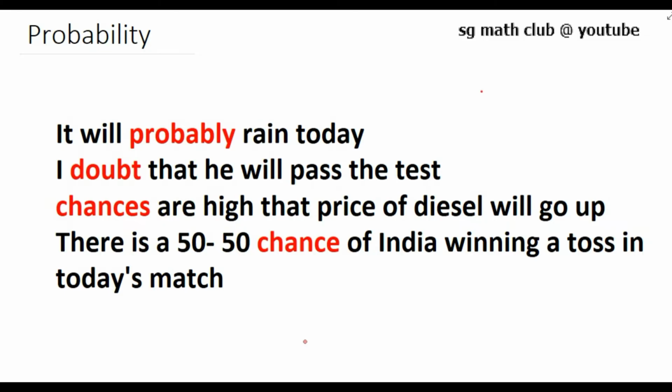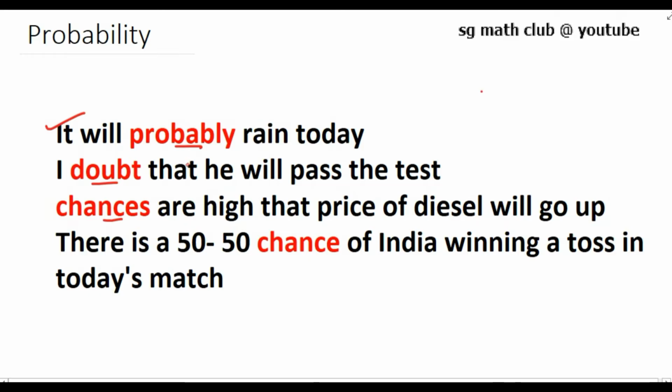So in everyday life we come across these statements. The words probably, doubt, chances, etc. are used in statements that involve an element of uncertainty. For example, in the first statement, it will probably rain today. That means it may rain or it may not rain today. We are predicting rain based on our past experience when it rained under similar conditions.